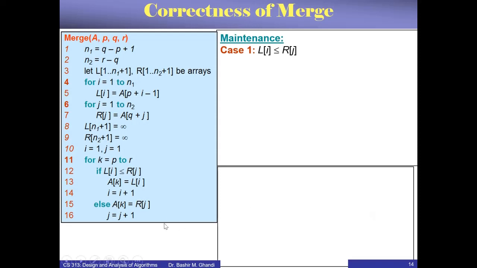Now, in the maintenance, there are 2 cases. Suppose we enter the loop, we could go to the if part or the else part. We will handle just one of them, the other one is going to be similar. So case 1, if L[i] is less than R[j], what is the algorithm going to do? The algorithm is going to copy L[i] back to the array A, and increment I by 1.